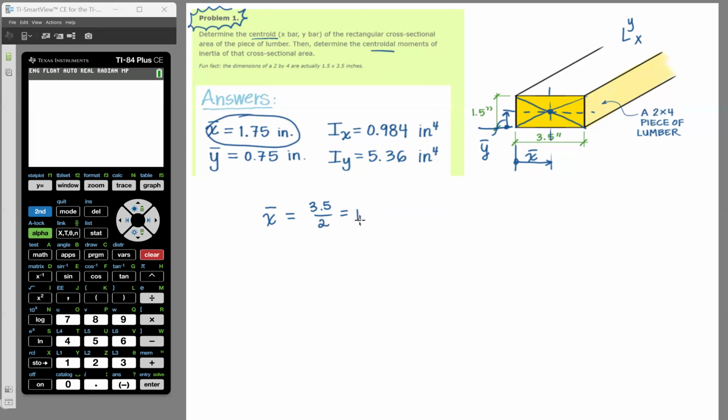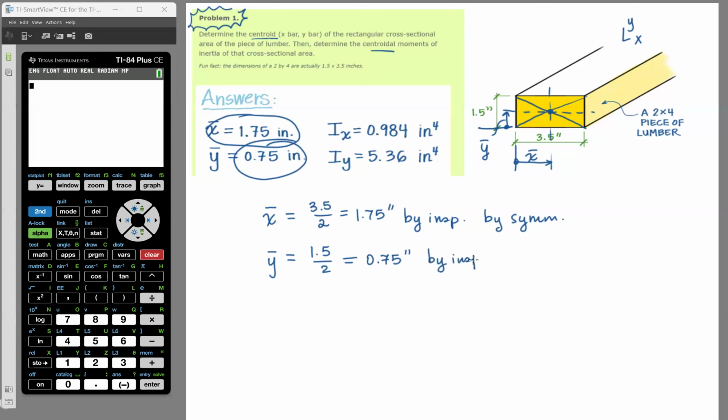That equals 1.75 inches. So we could write by inspection or by symmetry, in kind of an exam situation where you wanted people to follow your work. We can do a similar thing here for Y bar. So Y bar is the total height of 1.5, divide that by 2, and we're going to get 0.75 inches. And again, we can just say that by inspection. All right, so those are pretty easy.